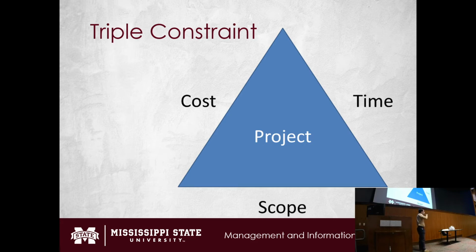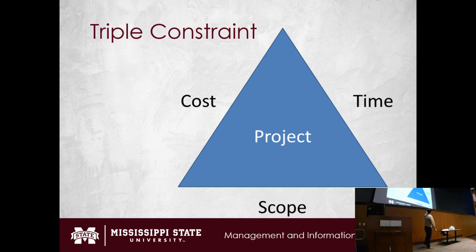Cost and time. So the scope is, what does the project do? And time is, how long does it take us to accomplish that? And then lastly, we want to keep an eye on cost. How much does it cost to have the project be completed? The general idea with the triple constraint is that we can maximize two of these three. So we could have something that is very quick to accomplish and very inexpensive, but the downfall is it may not do very much.